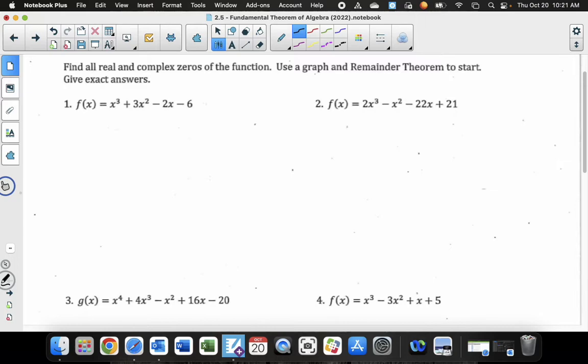Find all real and complex zeros. The reason why it's not just real zeros now, complex meaning we're adding back in the idea that you might have imaginary zeros. Okay? We'll talk about that today. It says use the graph and the remainder theorem to start. Give exact answers, meaning don't take the square root of something and put it down as a decimal. Leave it as a square root. Reduce it if you can. Leave it that way. Okay? First question. Let's start with problem number 1.